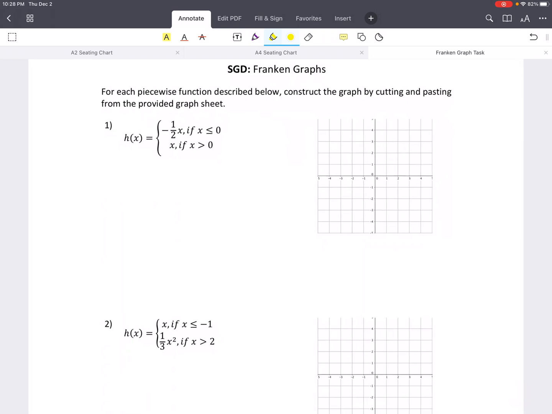This activity is called Frankengraph, and the reason for that, Frankenstein, we're pulling all these pieces from different body parts, which is disgusting, and sewing them together. Well, we're going to do the same thing with a graph, and all of these are called piecewise functions.